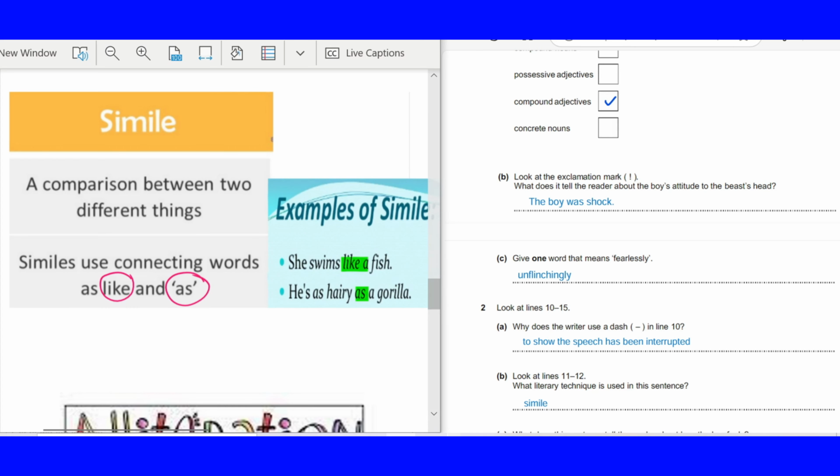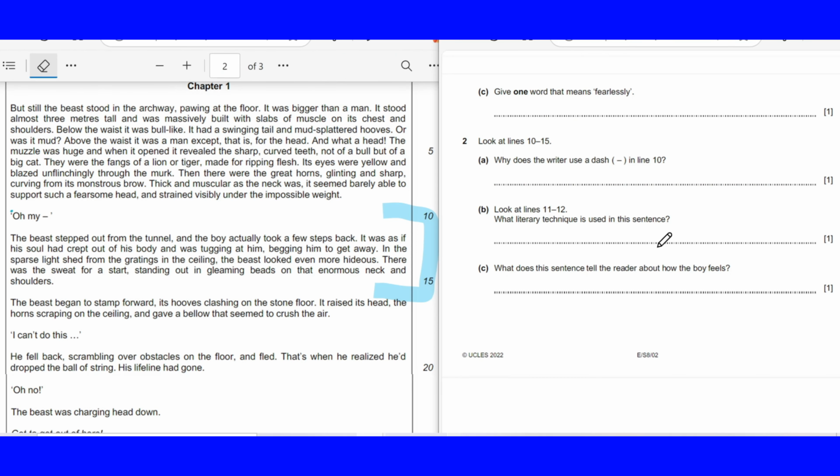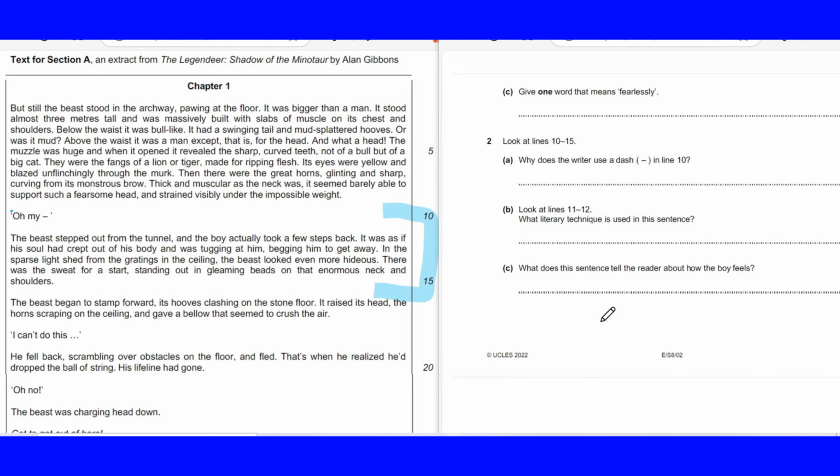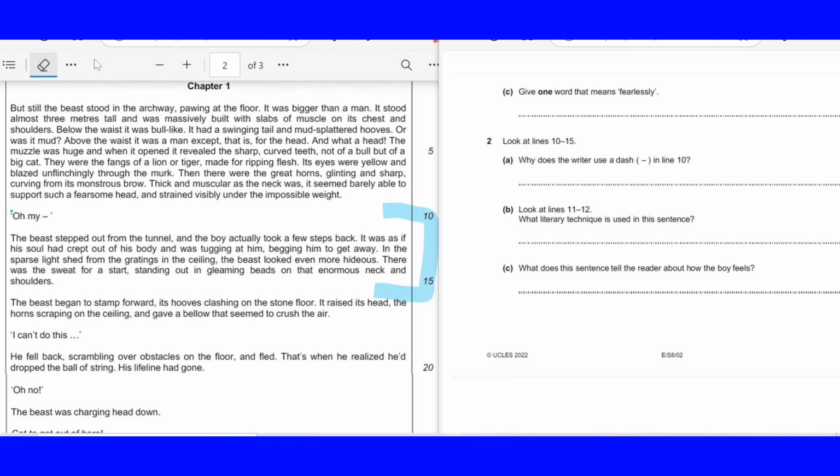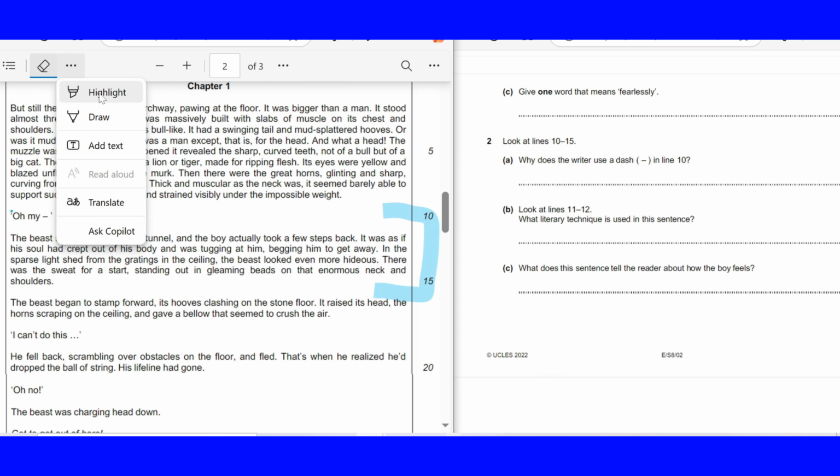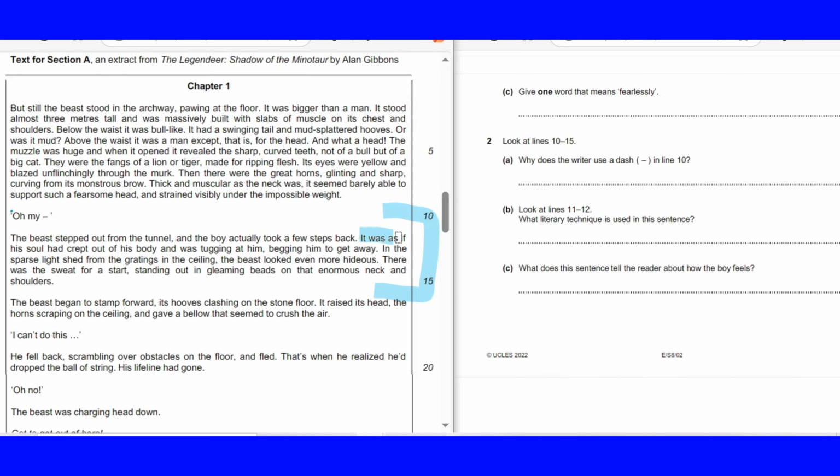Okay, let's move on. Now we are at question 2C. What does this sentence tell the reader about how the boy feels? The sentence is: it was as if his soul had crept out of his body and was tugging at him, begging him to get away. So what does this sentence tell the reader about how the boy feels?